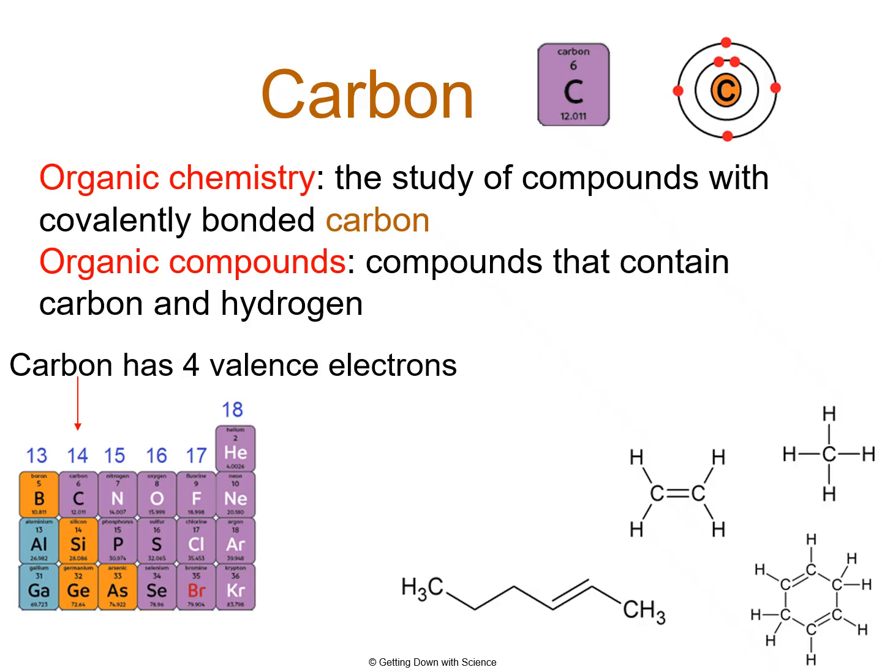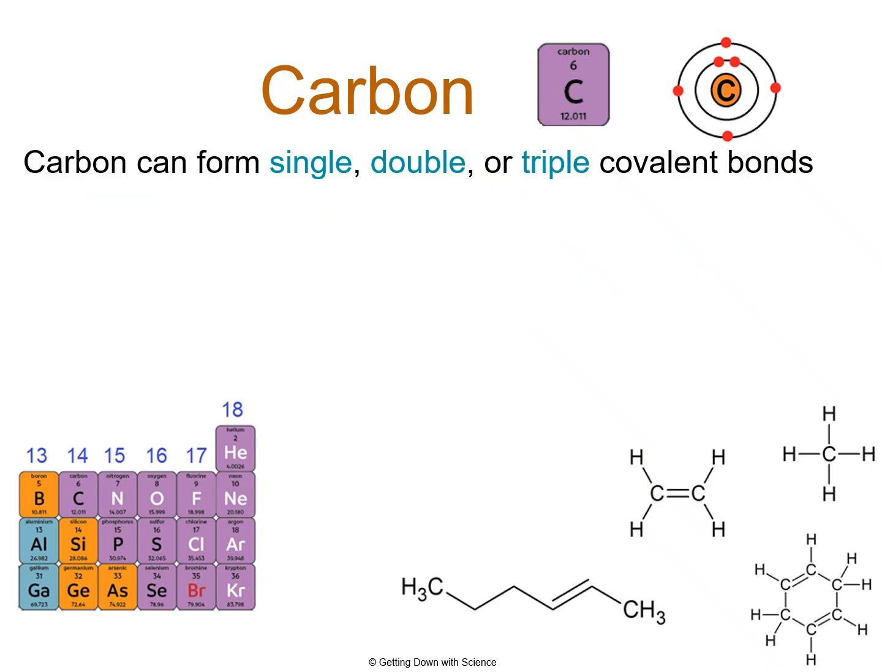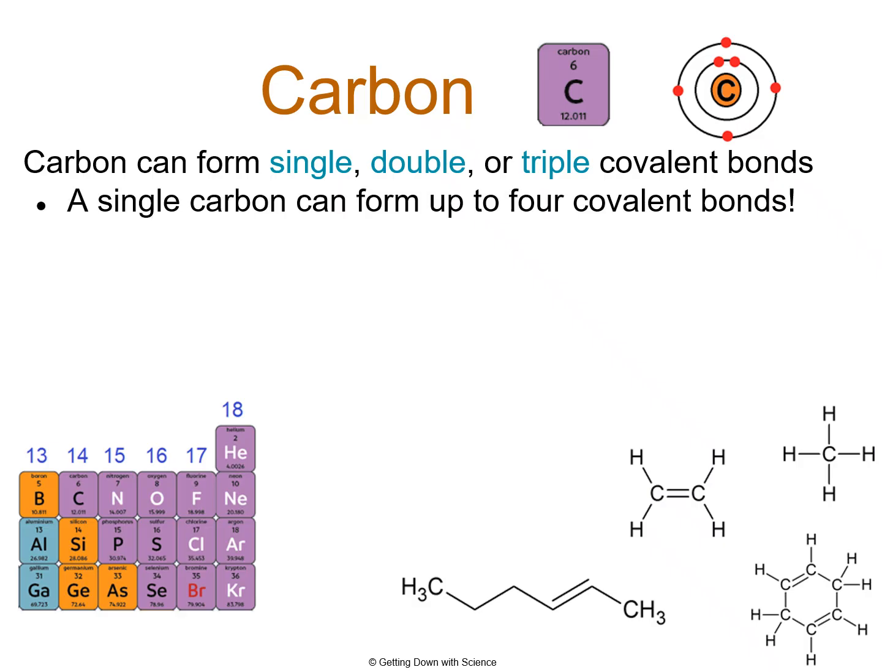Carbon has 4 valence electrons, and the analogy I like to use is that a valence electron is like $1. So carbon has $4 to give to a friend so that they can hold hands. Carbon can form single, double, or triple bonds, giving $1, $2, or $3 to other atoms or molecules to hold their hands. So a single carbon can form up to 4 covalent bonds, or hold 4 people's hands.